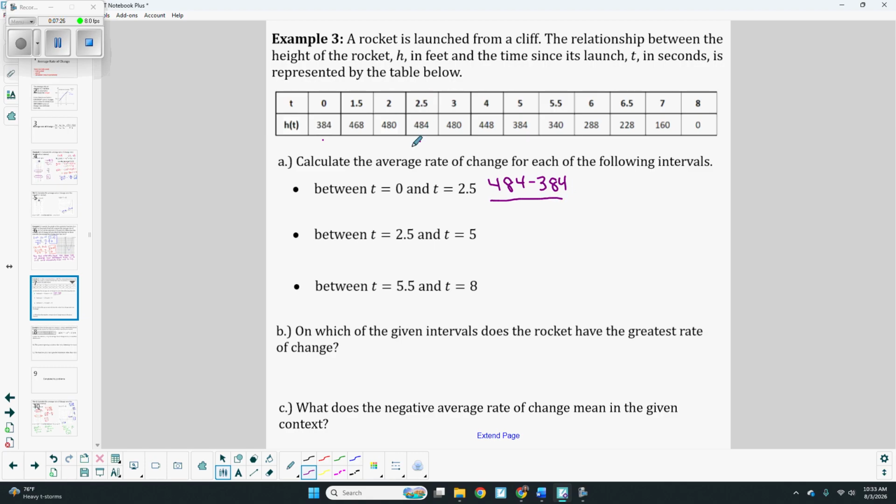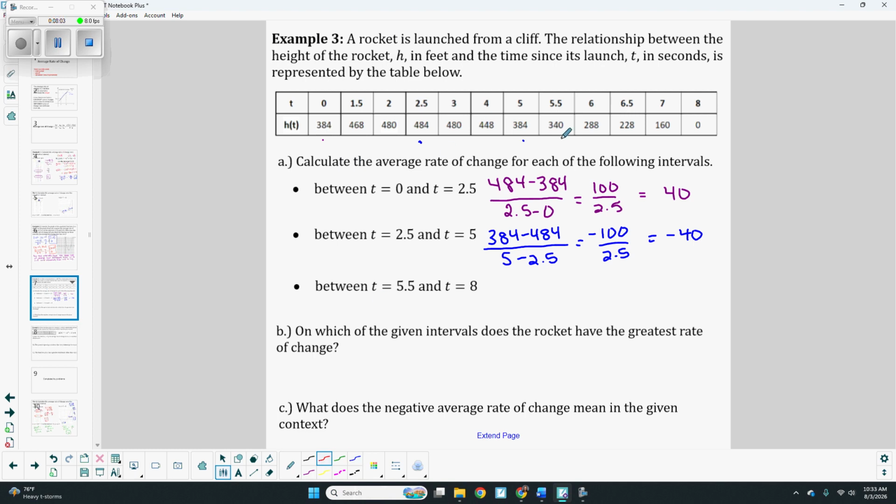And that would be 2.5 minus 0. So that's 100 over 2.5, which is really equal to 4. So then we'll go between 2.5 and 5. So that's 384 minus 484. And that's 5 minus 2.5. So now that's a negative 100 over 2.5. So that's actually equal to negative 40.